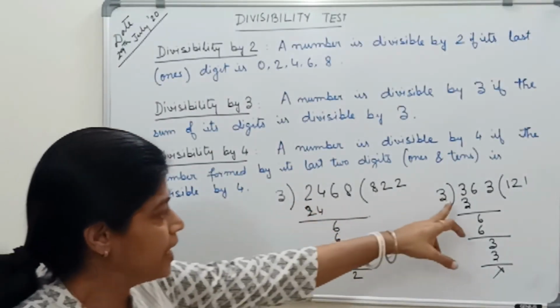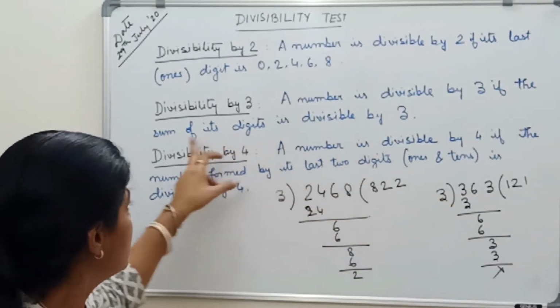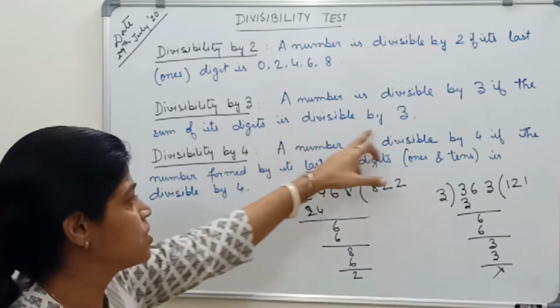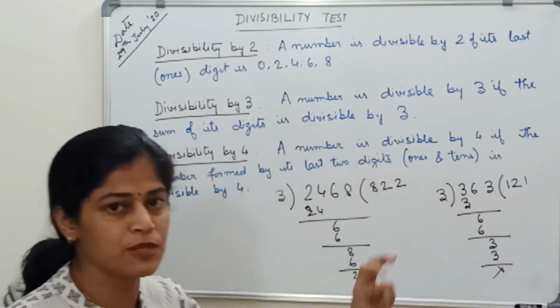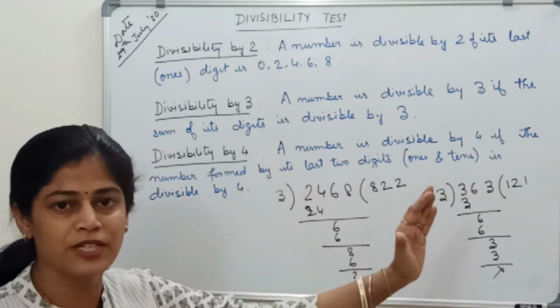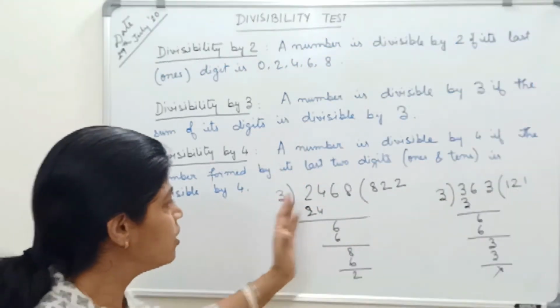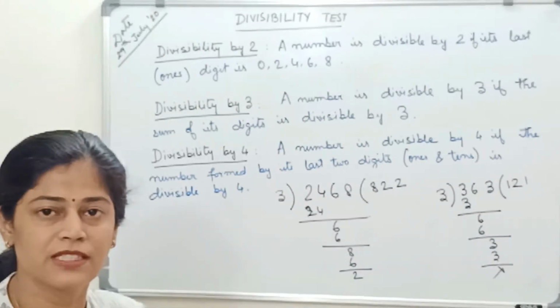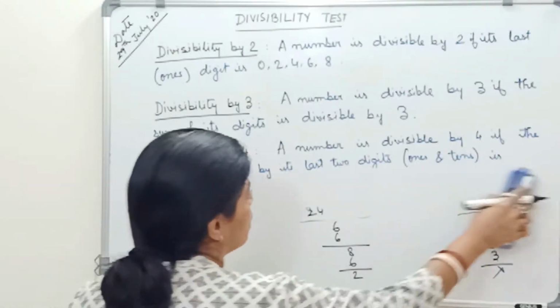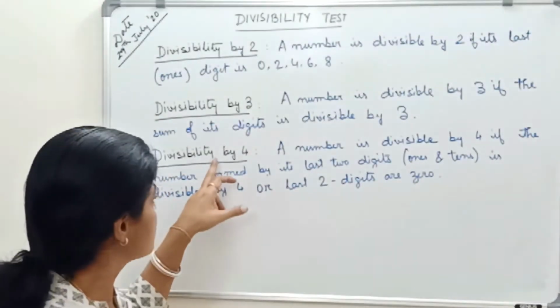So a number is divisible by 3 if the sum of its digits is divisible by 3. If I add all the digits of the number and that sum is divisible by 3, then the whole number will be divisible by 3. So without dividing, just by adding all the digits, we can say whether that number is divisible by 3 or not.